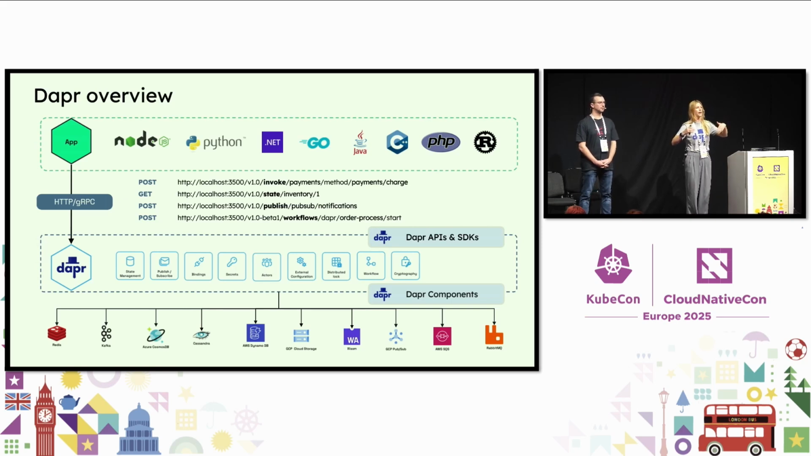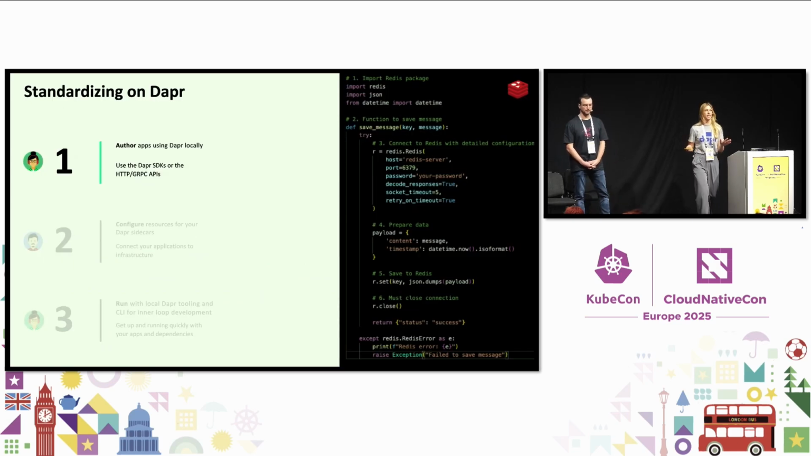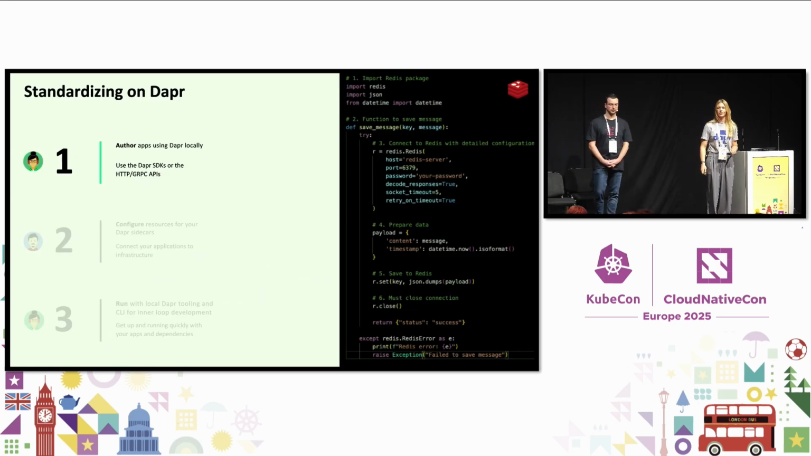And all those APIs are essentially that developer interface, and then the underlying platform teams can configure those APIs to reach out to various infrastructure services. So that's really more on that platform capability layer. So let's say we're standardizing on Dapr. Let's just talk from a developer perspective.